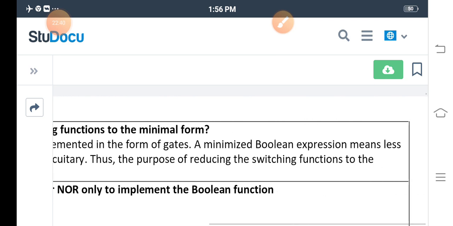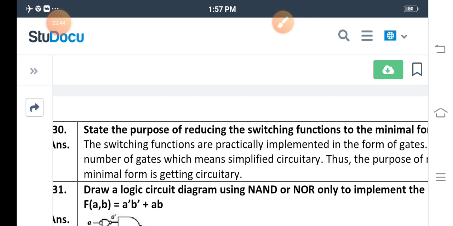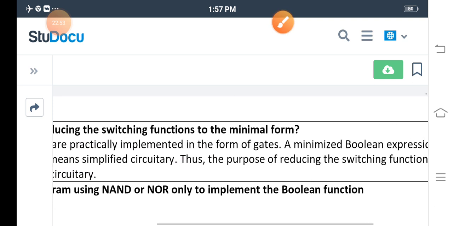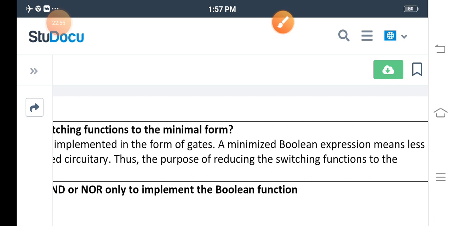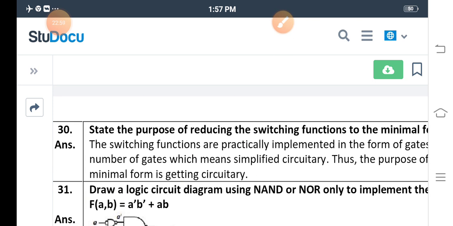A minimized Boolean expression means less number of gates, which means simplified circuitry. So the purpose of reducing the switching functions to the minimal form is simplified circuitry. Okay, so this is the answer here.